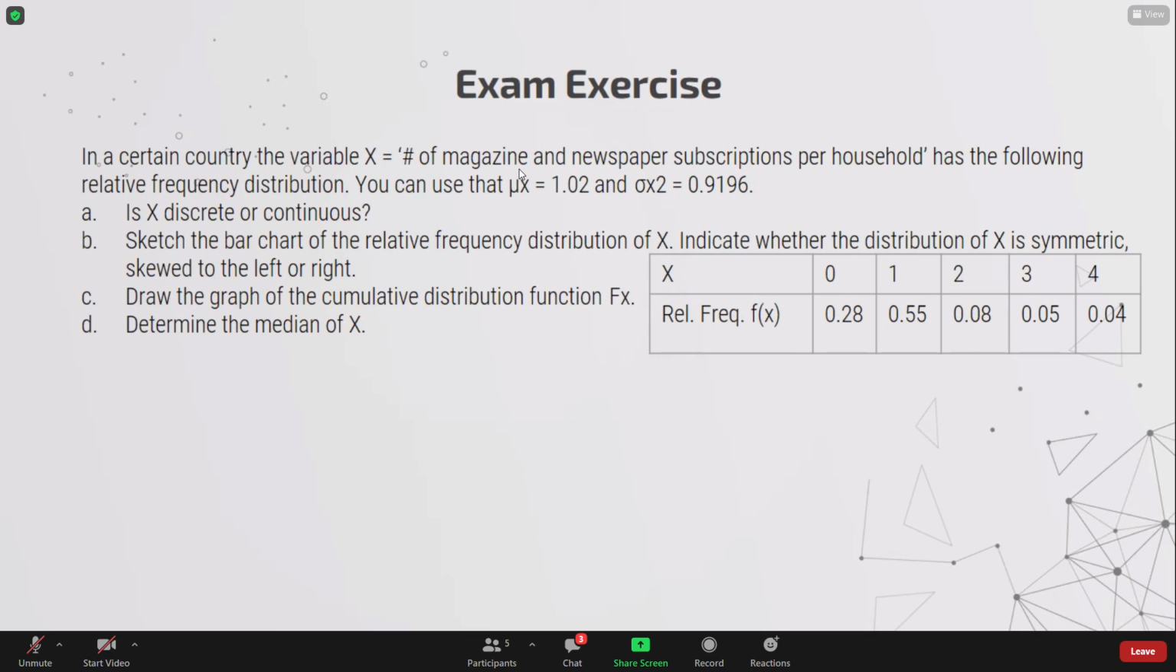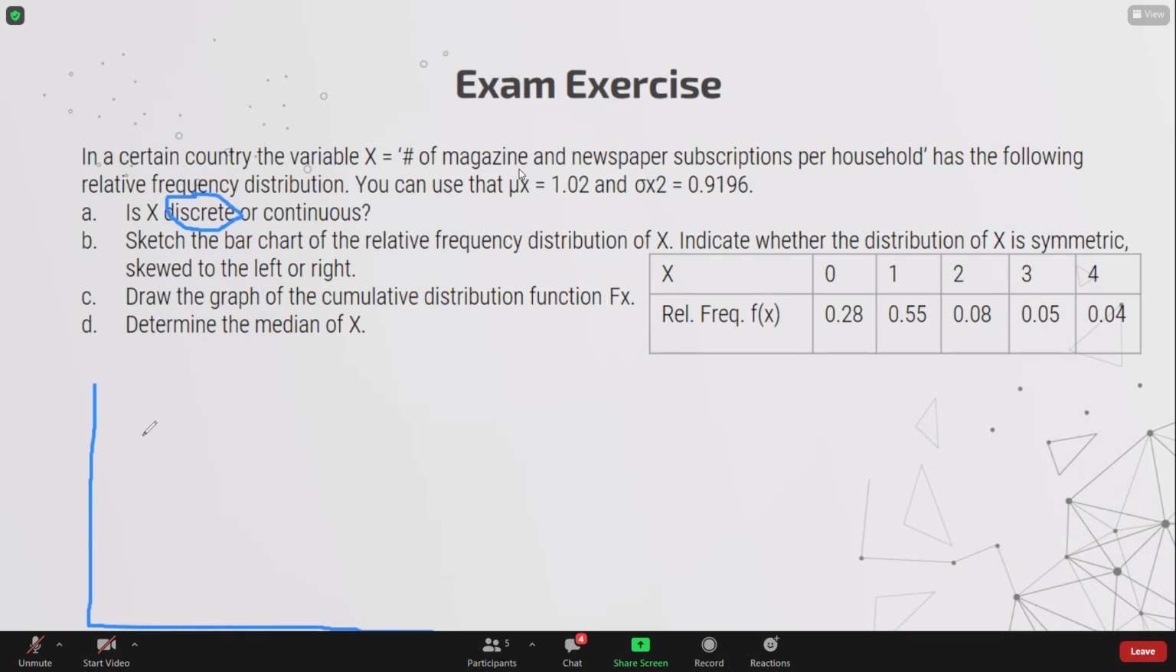So let's start from A. Do you think that X is discrete or continuous? That's an easy one. Discrete, that's right. Because here it says it's the number of magazines and newspapers. You cannot have 1.5 magazines or newspapers. So the next question is to sketch the bar chart of the relative frequency distribution of X. And you have to indicate if it's symmetric, skewed, etc. So we have the relative frequencies already, so it would be easy.